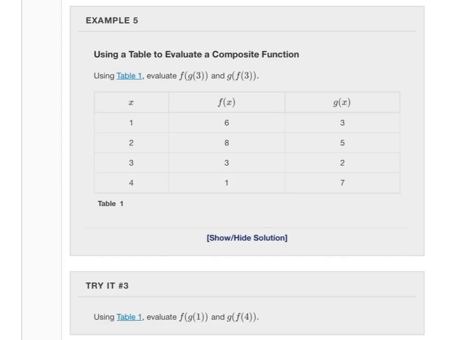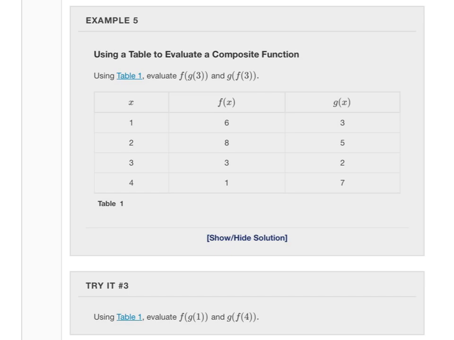This is going to be example 5. And we have a table, and we're supposed to use our table to evaluate a composite function. Guys, this is going to be on your homework, so you need to really be paying attention here. It says, using table 1, evaluate f of g of 3.